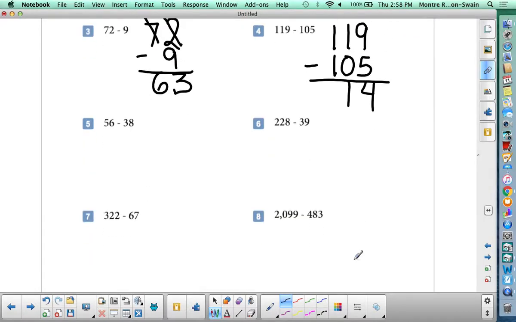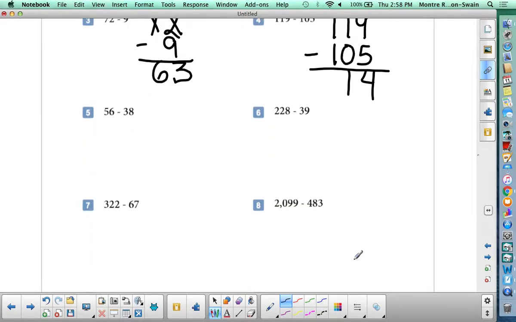Moving on to number 5, 56 minus 38. Let's rewrite that in stacked form. Okay, in the ones place, I have 6 minus 8. I cannot do that, so I'm going to borrow from the tens place. So we're going to cross out the 5. The 5 becomes 4. The 6 becomes 16. So now we have 16 minus 8, which is 8. In the tens place, we have 4 minus 3, which is 1.